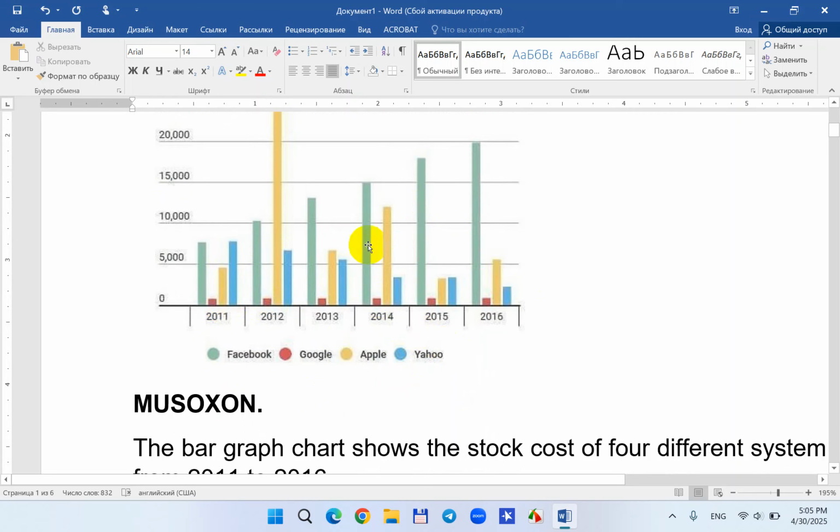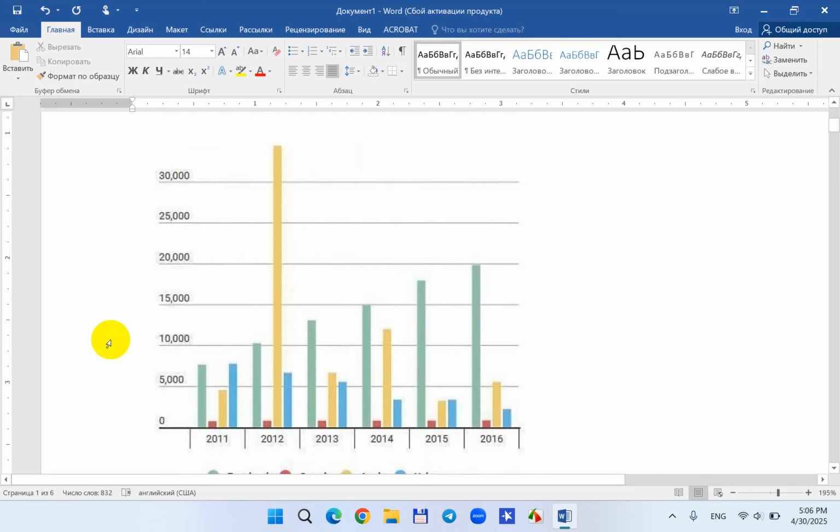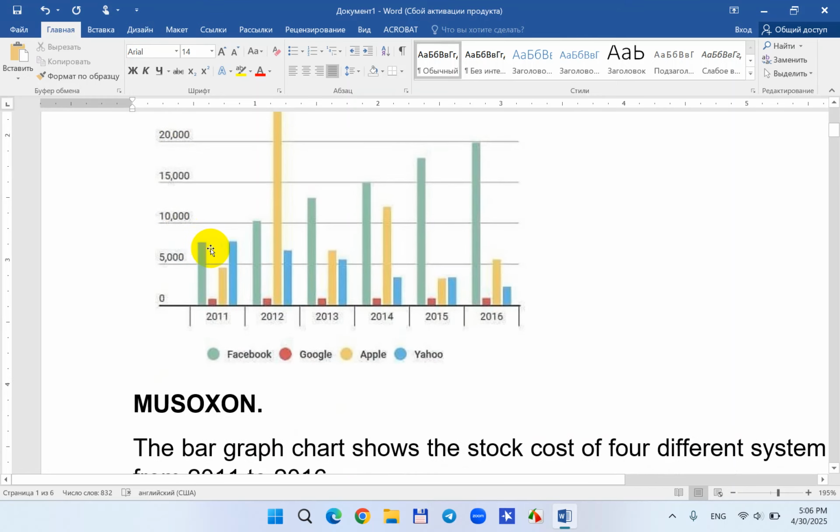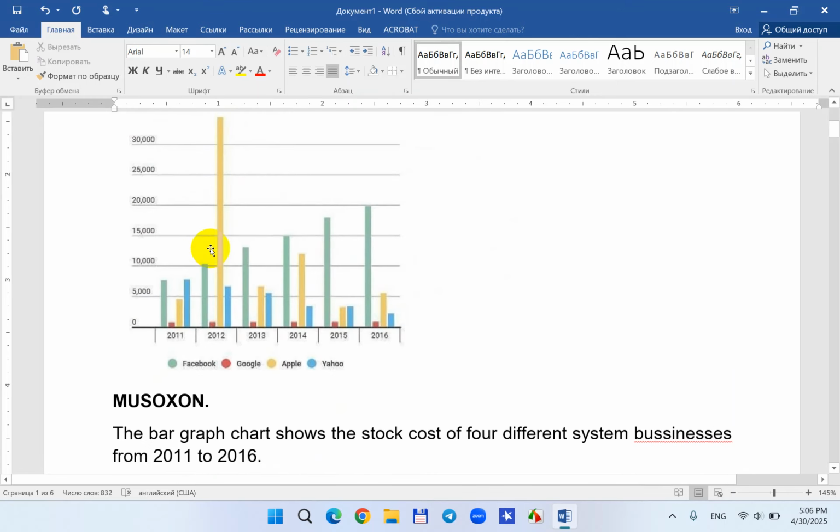Of course, they are trends. This is an overtime essay from 2011 to 16, and they did not mention any values here. That's why you can just keep it. And okay, let's start checking.